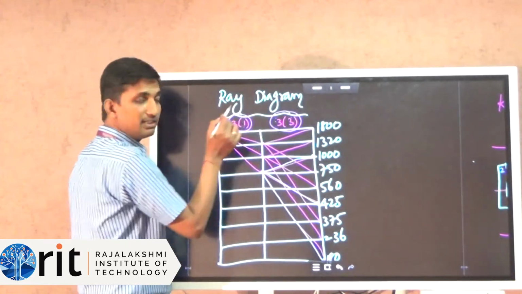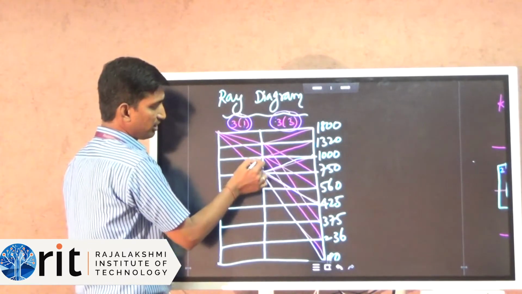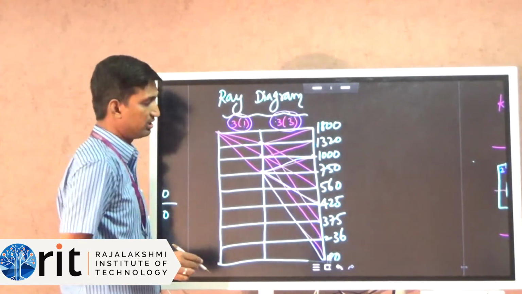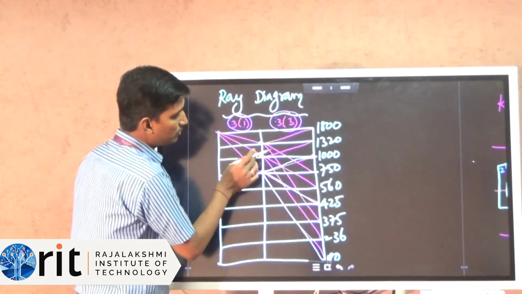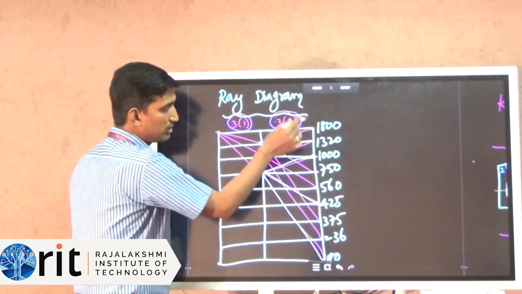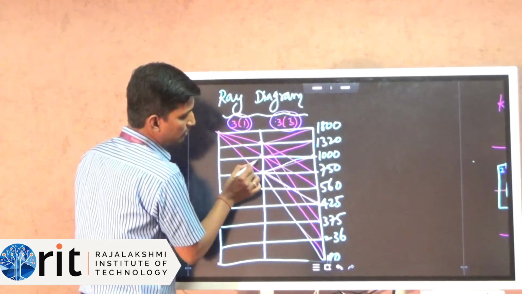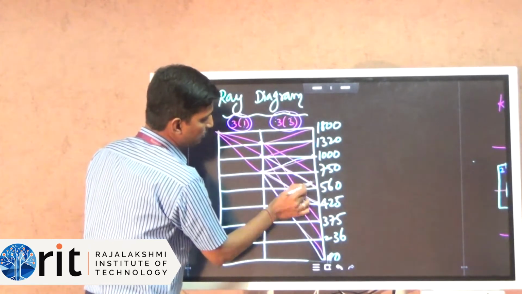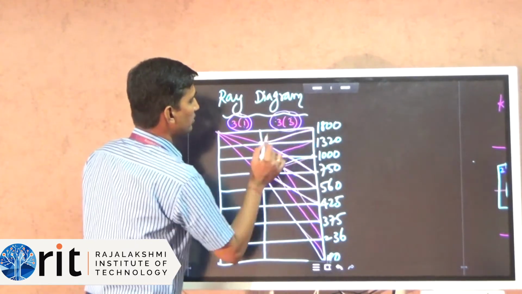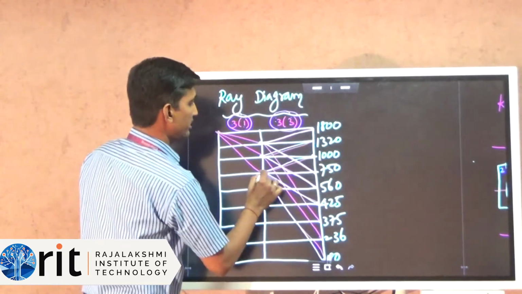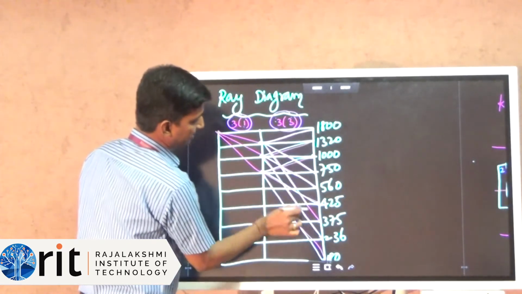Similarly, since it has three stages, I am going to mark this as the first stage, this as the second stage, and this as the third stage. After pointing out these three stages, I have to join these rays to the different sets of speeds. Now I am going to plot this line to 560, similarly this line to 750, this line to 180, this line to 1320, this line to 236, and this line to 375.